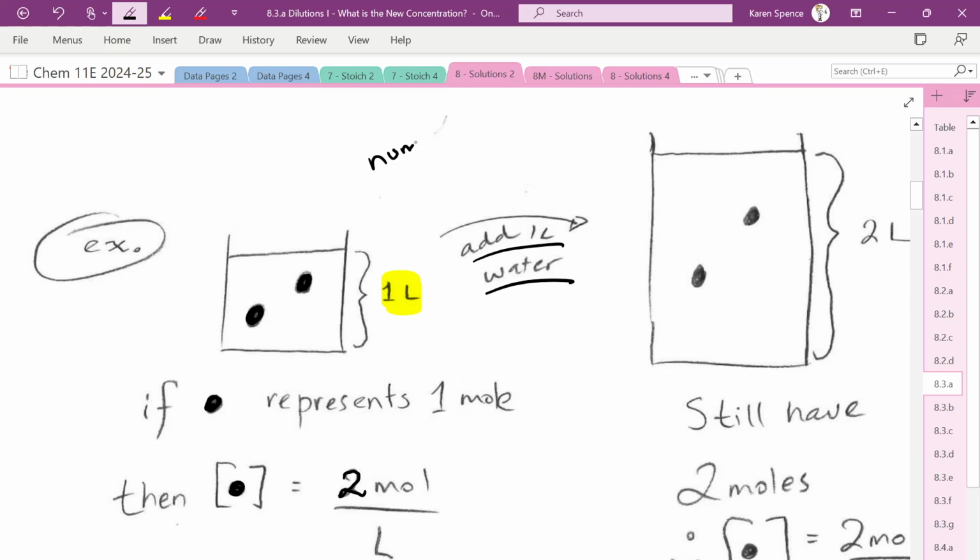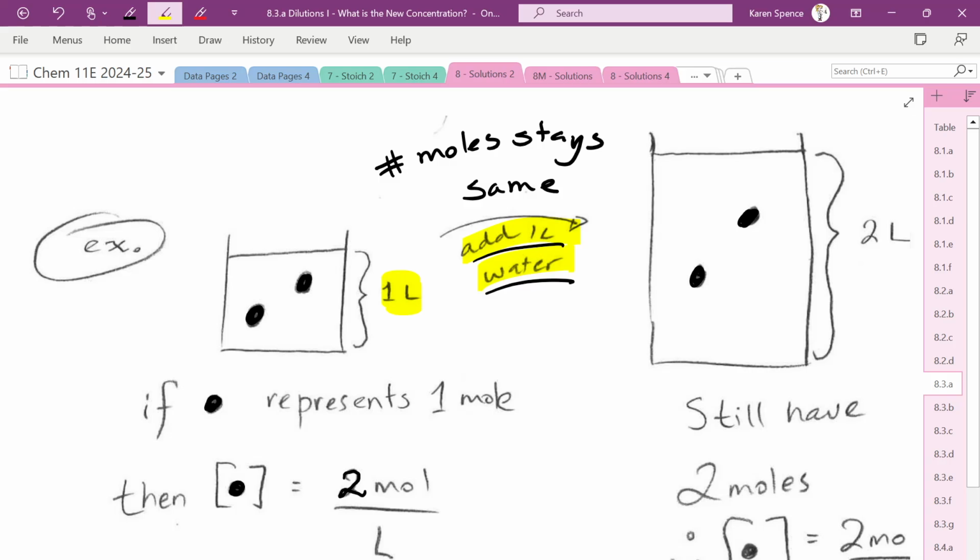Actually, I should just write moles stays the same. Number of moles stays the same. So you'll notice over here, nothing is changed in terms of the number of little black dots. They are still right there. We have just added 1 liter of water. So now instead of having 1 liter of water, now we have 2 liters of water.